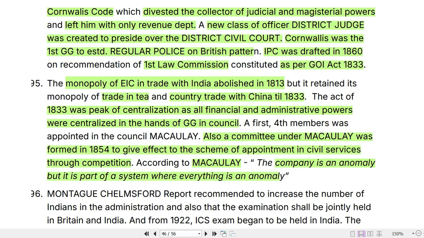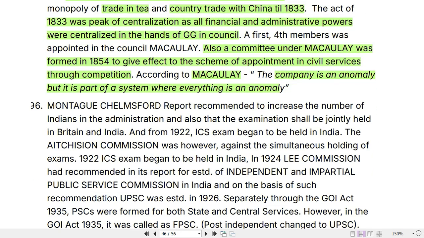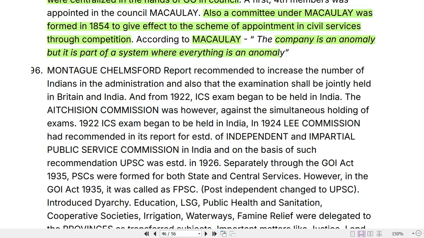And the monopoly of East India Company was abolished in 1813, but it retained its monopoly in tea trade and country trade with China. But 1833 तक आते आते सारी प्रकार की monopoly of East India Company was abolished. आगे बढ़ते हैं. So Montague-Chelmsford report recommended to increase the number of Indians in the administration, and also the examination shall be jointly held in Britain and India. And from 1922 ICS exam began to be held in India.